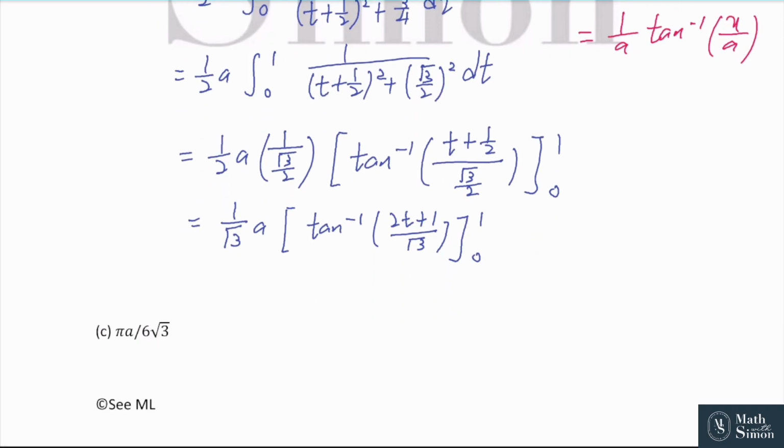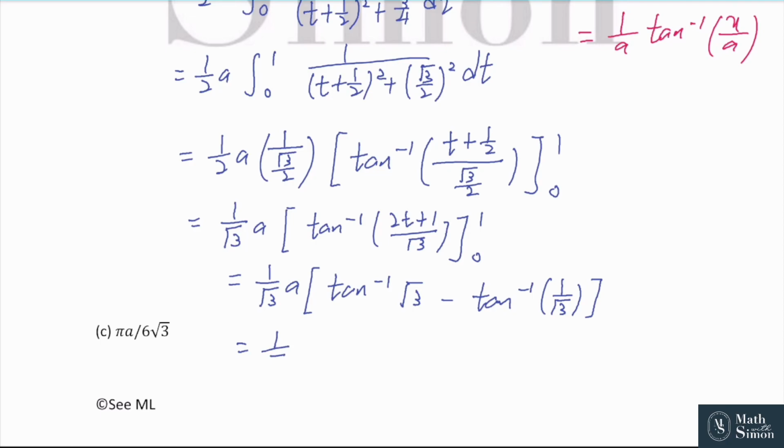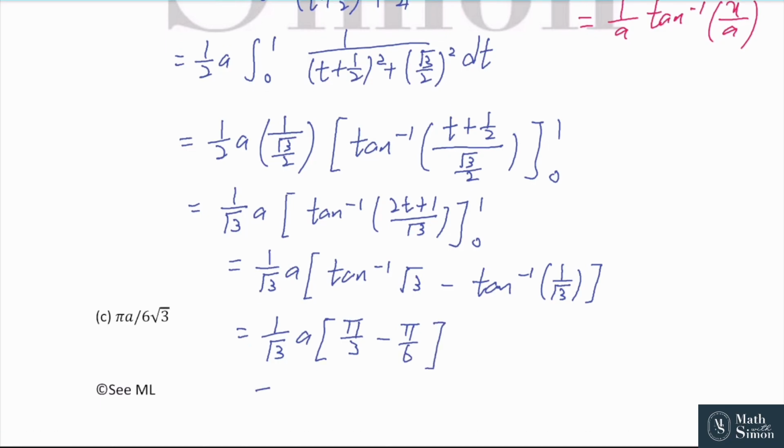Therefore, we have 1 over root 3 a, and then this is arctangent of, when we substitute t equals 1, we get root 3, minus, this is 1 over root 3 for the arctangent, which gives us pi over 3. Another term here gives us pi over 6. So when we tidy up, we should be getting this result here. It's actually quite a nice result.